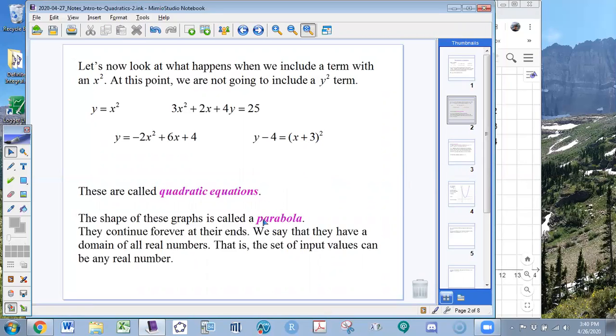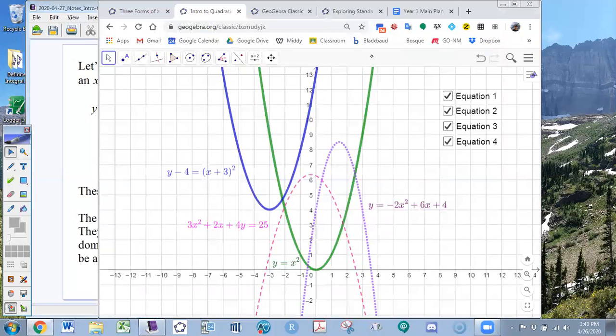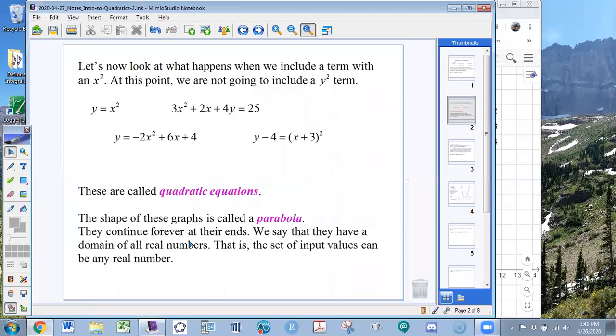So these shapes we're getting are called parabolas, and they continue forever on their ends. We also say that they have a domain of all real numbers. So not only do they continue forever going up, eventually as they go further and further to the side, as they go up and up and up, they're also going further to the left and to the right. So we can use any x we want. That's what domain is. Domain are the inputs, in this case the x values that are acceptable. And these have a domain of all real numbers.